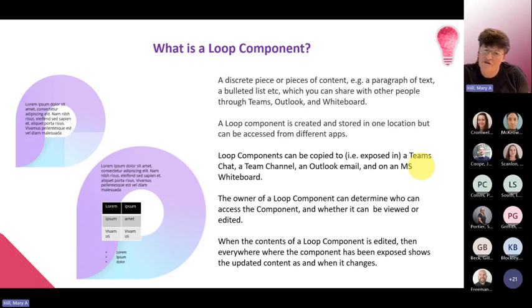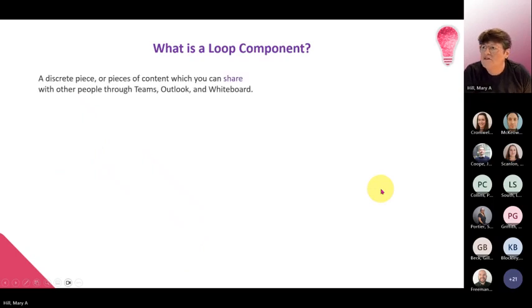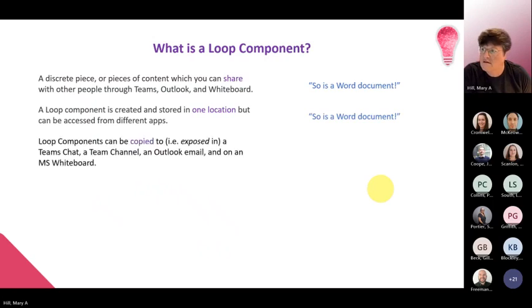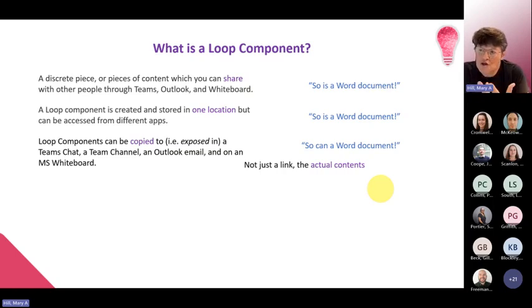What makes it so different to, say, a Word file? Discrete pieces of information that can be shared. Okay, Word can do that. A Loop component is created and stored in one location, shared in lots. Yeah, Word can do that. Can be copied. So can a Word document. But hang on a minute, it's not just the document, it's the actual contents that can appear where it's copied. Oh, well, no, Word can't do that.